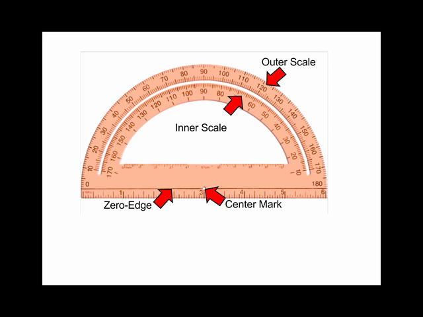We need to become familiar with these terms. The center mark is the little circle on the zero edge where we will be placing the protractor over the vertex of our angle. The zero edge is a straight edge, and we will be lining up one of our rays on that zero edge. We have two scales on a protractor, an inner scale and an outer scale. Stop and identify these places on your protractor.